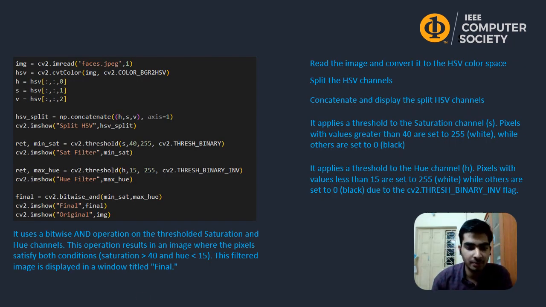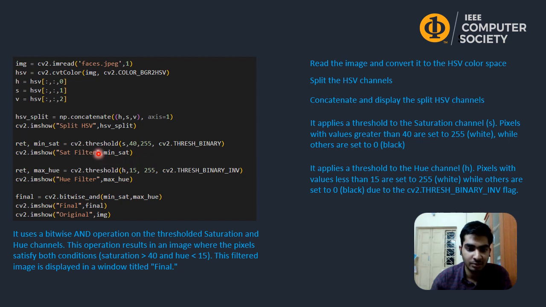Now we will see one more application related to thresholding. First we are reading an image called faces.jpg as a color image. Next, using the cvtColor function, we are converting the color image to HSV color space. Now I am splitting the HSV channels into hue, saturation, and value, and assigning them as H, S, and V respectively. Now, using the np.concatenate function, I am concatenating and displaying the split HSV channels.